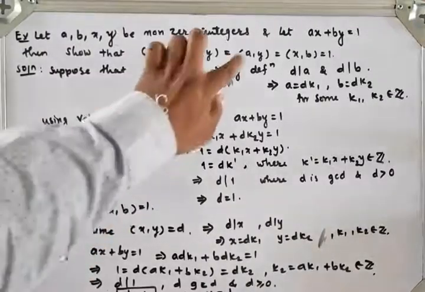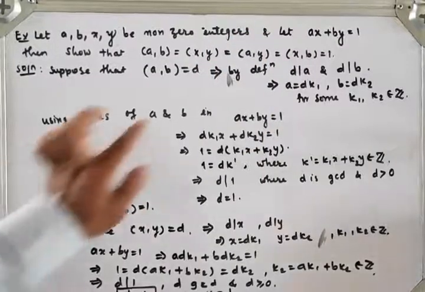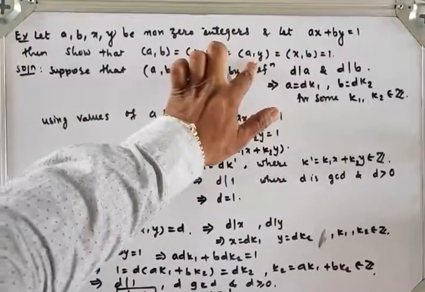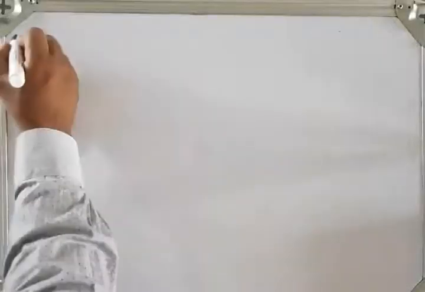Similarly, you can see GCD of a and y and GCD of x and b is again 1. Assuming the value of GCD of a and y is equal to d and GCD of x and b again d, then solving like this, we will get the solution. Let us see another example.